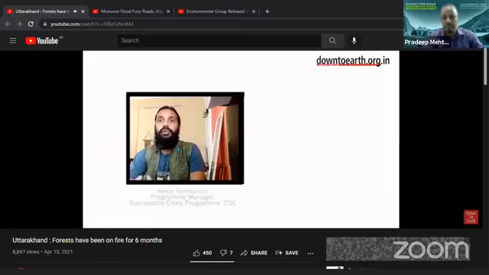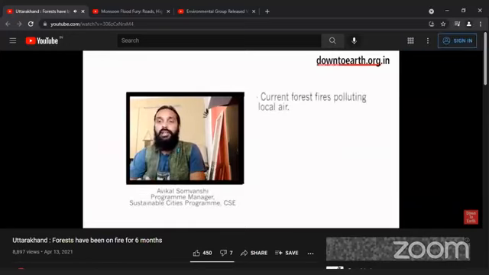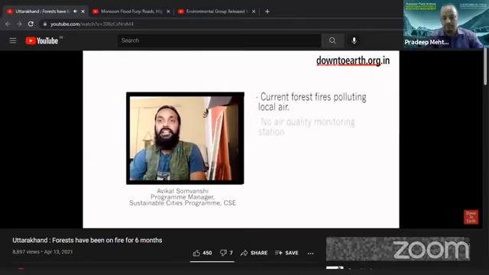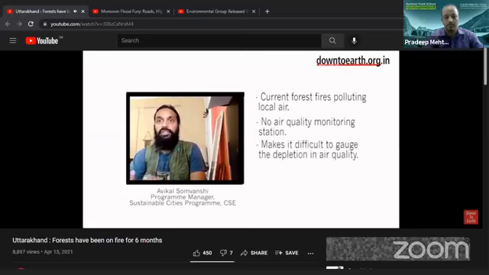Forest fires which are going on in Uttarakhand are actually polluting the local air, but since Uttarakhand doesn't have even a single air quality monitor station that is type 1, we are not able to assess how bad the air quality is in Uttarakhand right now, and we will only get to know a few months later.